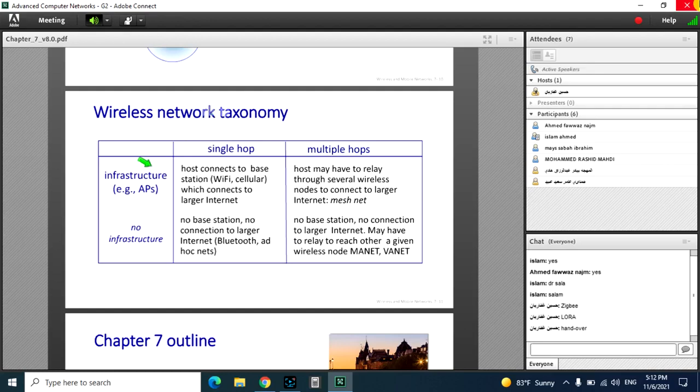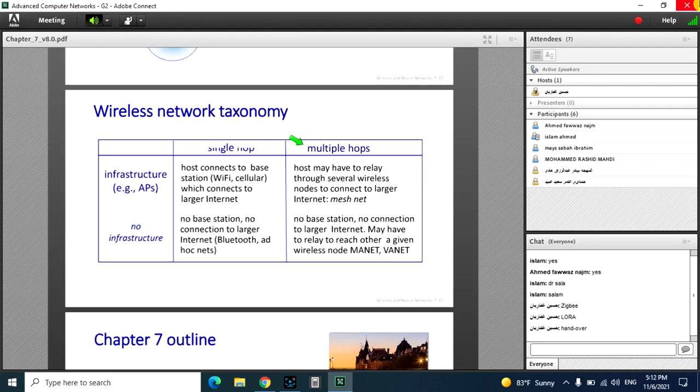So I can divide my wireless networks into 4 groups. Do they have infrastructure, yes or no? And are they single hop or multi-hop? There are 4 different groups. The first and most widely deployed type of wireless network is a single hop wireless network with infrastructure. Something like Wi-Fi, when I'm connecting to the access point of Wi-Fi, or a cellular network. The communication is single hop and I'm communicating through infrastructure, for example, through an access point.